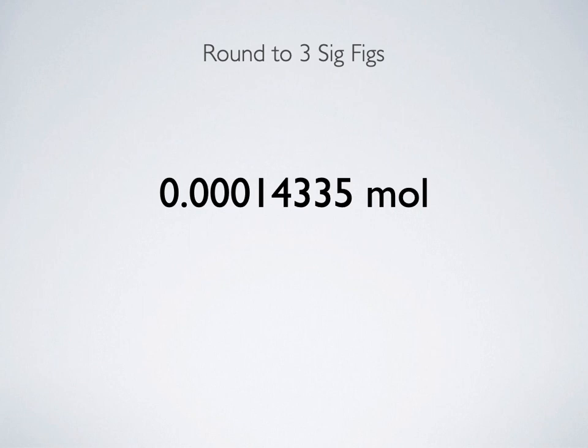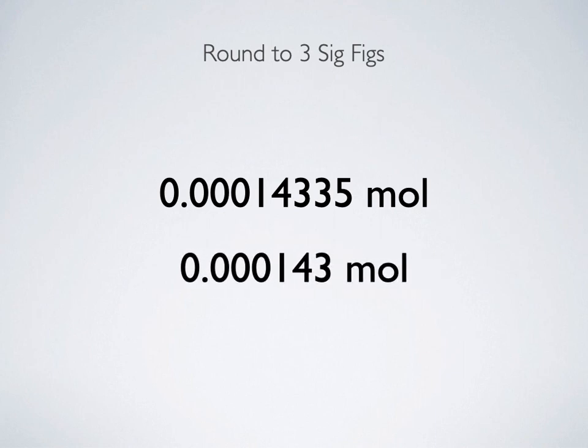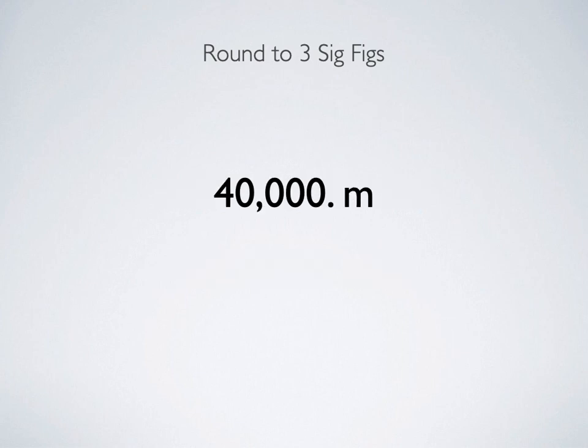So I'm going to cut this number off here. I'm not going to round up. We're going to end up with 0.000143 moles. That will be rounding that to 3 significant digits. All right, we're going to do one more try. Take a look at this number, round it to 3 significant digits, write the correct answer for me.